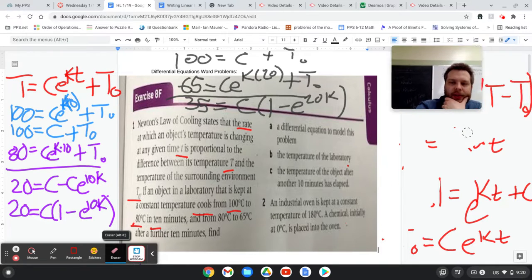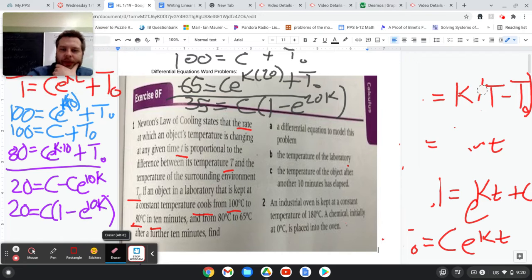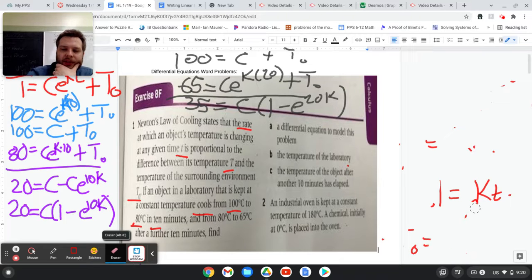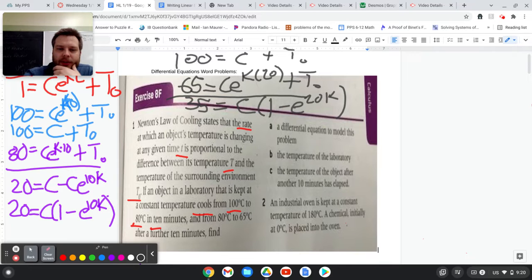Let's do the setting them both equal to c. So in order to set them equal to c, you're going to divide by the piece in the parentheses, the 1 minus e to the something k. And so what I'll have is two different expressions that are equal. Let's just use black for this.